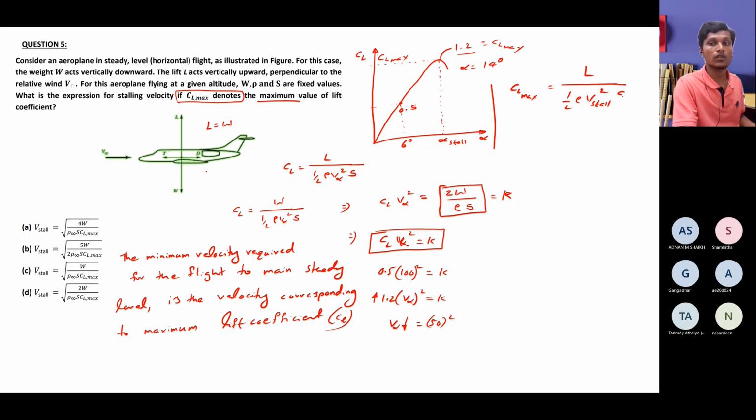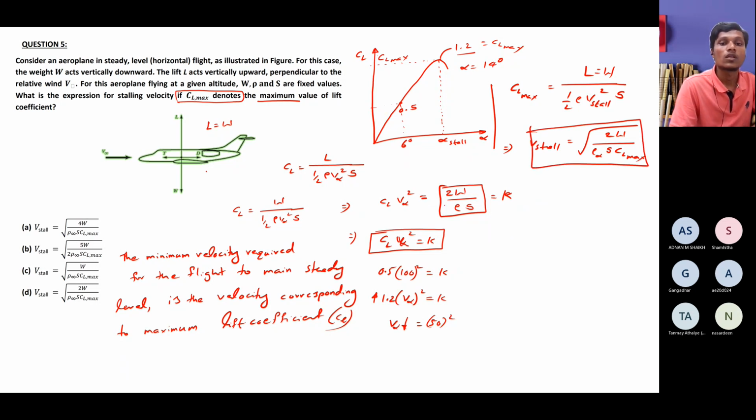Then remember that L equals W. If you simplify or rearrange this equation, you will get V stall equals the square root of 2W by rho infinity, S, and CL max. So this is the solution of this problem. That's how you need to solve for the minimum stall velocity of a flight.